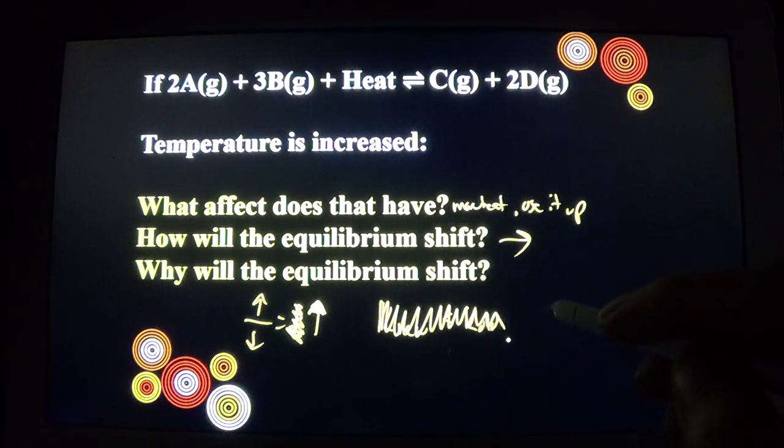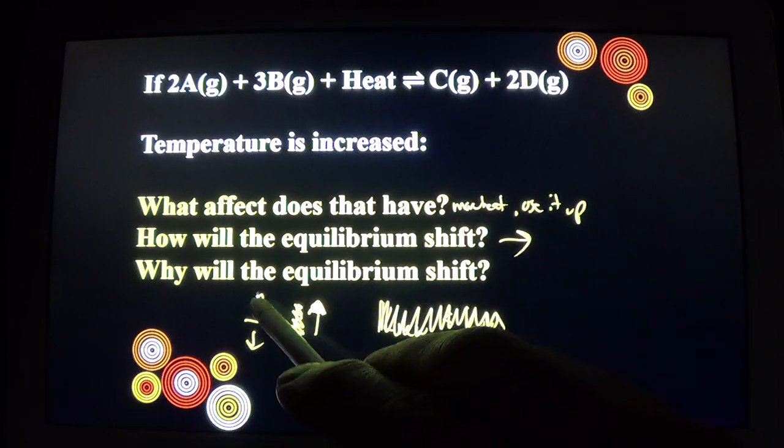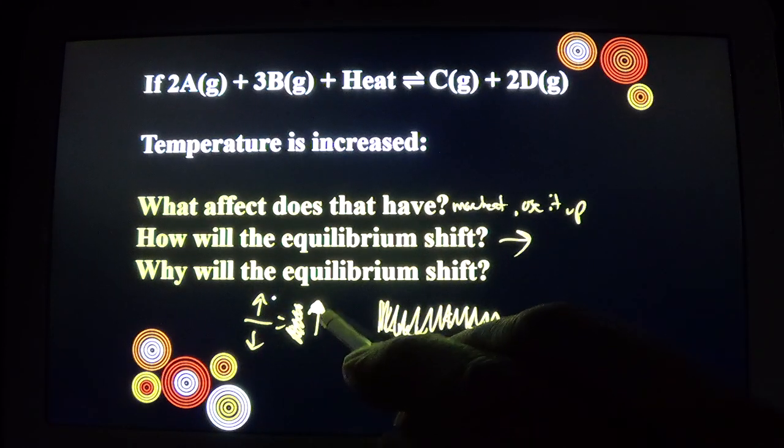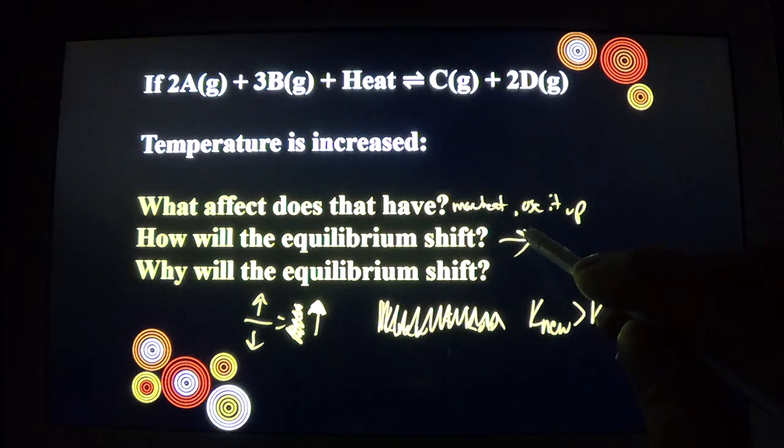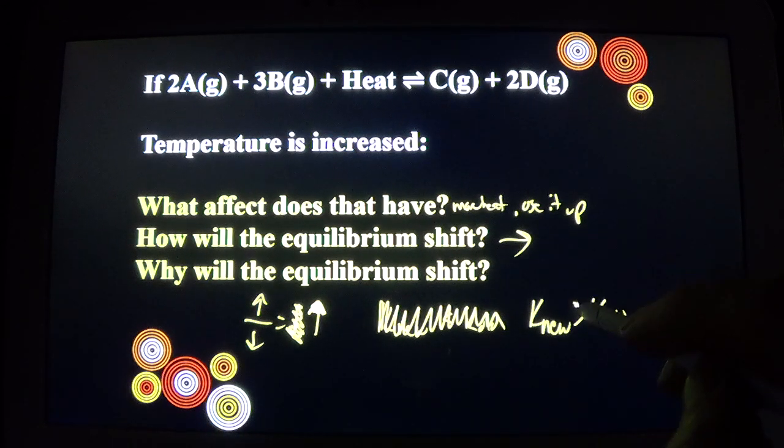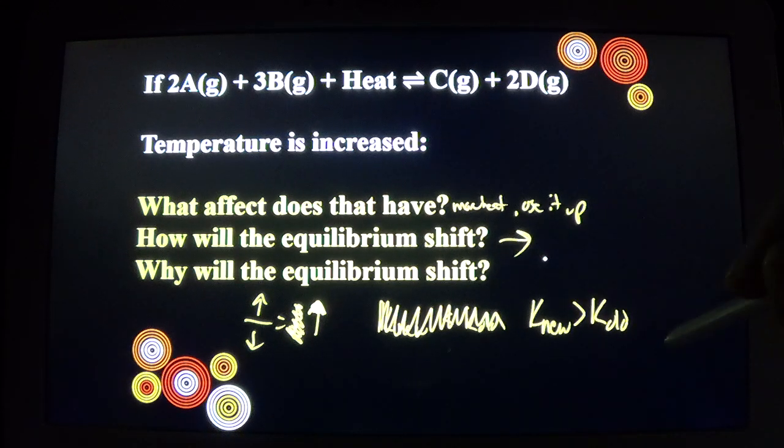Okay, so more products, less reactants, a bigger number. K new will now be greater than K old. And see how I've been self-checking myself with the way the greater than sign goes and the way the arrowhead points. It's a great thing to do on the test to be sure you're doing it right.